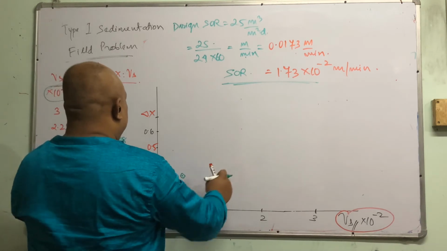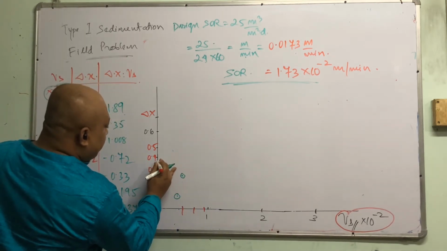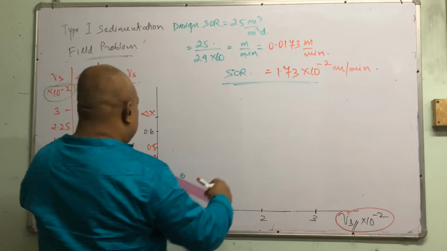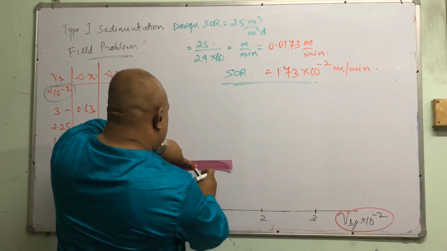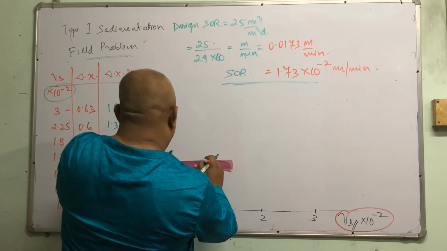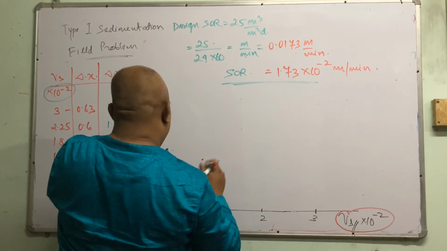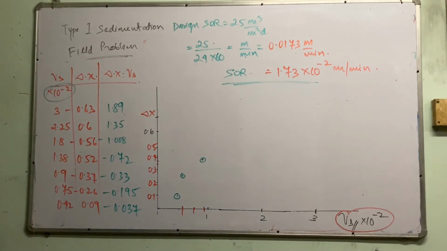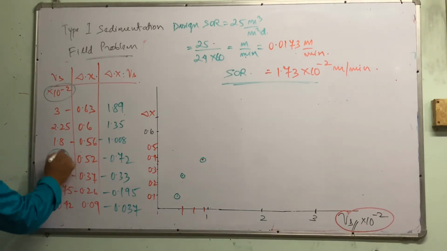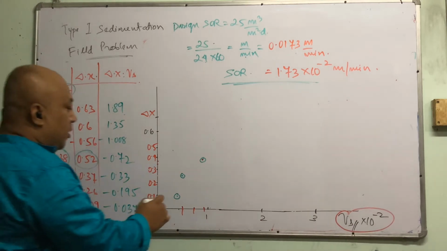0.37 means this is 0.35, so 0.37 will be around here. So let's make it up to here like this. Yeah, it is around here. Okay. Then 1.38, 0.52.